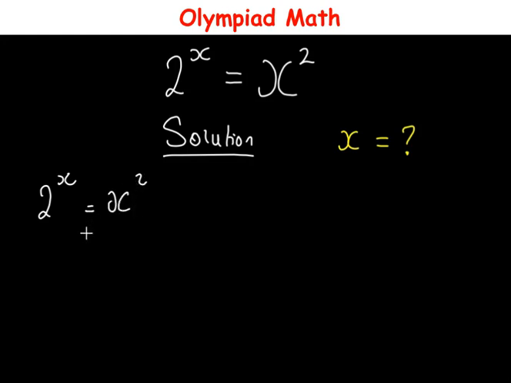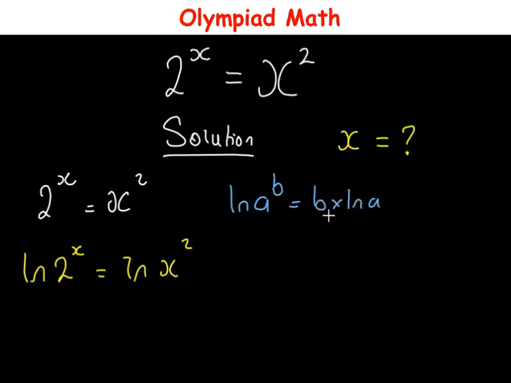So the first thing we're going to do is to introduce natural logarithm to this equation. So we have ln 2 raised to power x equals ln x raised to power 2. Then applying this rule of natural logarithm, that if you have ln a raised to power b, this equals b times ln a. Applying this rule to this equation, we have x times ln 2 equals 2 times ln x.